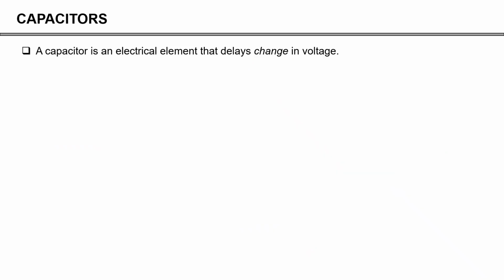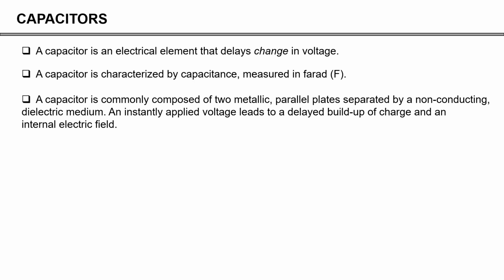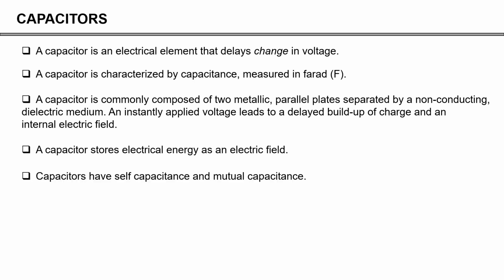The second component is a capacitor. And a capacitor is another electrical element that delays the change in voltage. It is characterized by capacitance and is measured in farad. A capacitor is typically two metal plates that are parallel to each other and are separated by a non-conducting dielectric medium. And basically if you apply a voltage, you're going to get buildup of charge on one plate and a lack of electrons on the other plate, and therefore you're going to get an internal electrical field between the plates. And a capacitor stores the electrical energy as an electric field between the plates.